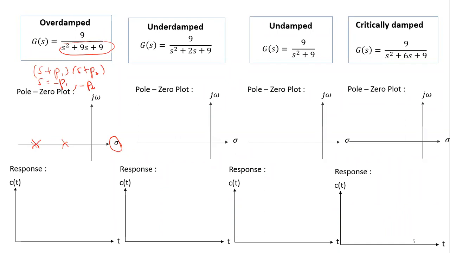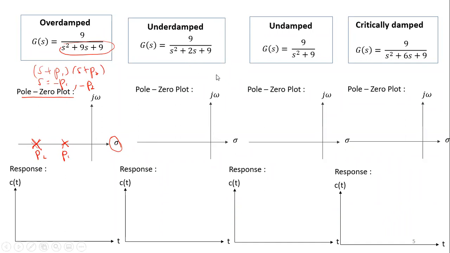So the plot of the poles: pole 0 plot, it will be pole 1, pole 2. Okay, so how about the underdamped response?